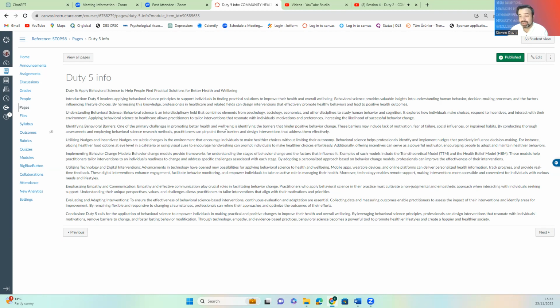These barriers may include lack of motivation, fear of failure, social influences. So, if people around you are drinking, why would you give up drinking? Or again, ingrained habits. So it's not as easy as I've probably just made it sound. There are definitely barriers, but if we know some of those barriers, we could work with taking some of those away. We can look at solution-focused therapy.